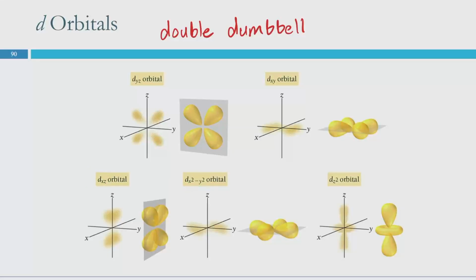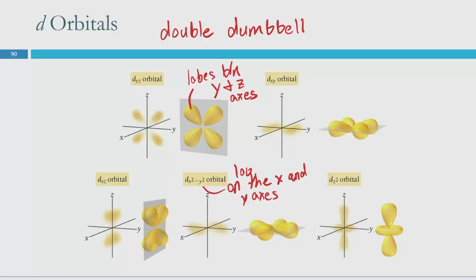For the dx squared minus y squared, the lobes where we have electron density are pointing along the x and the y axis. So lobes on the x and y axes for our x squared minus y squared. And then our dz squared, our lobe is along the z axis. So we've got our 1 dumbbell on the z-axis, and then we've got our donut, our toroid around it, our ring.